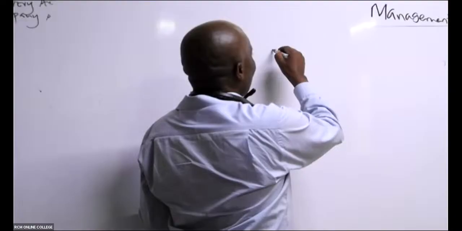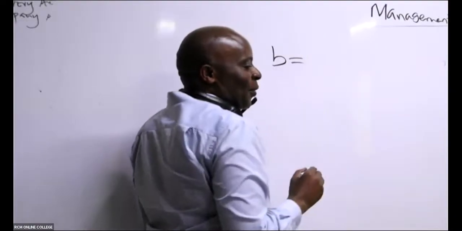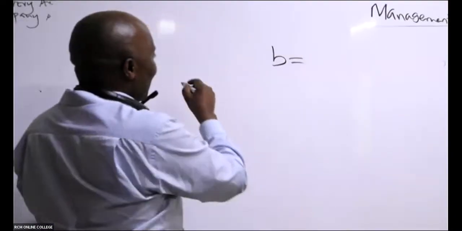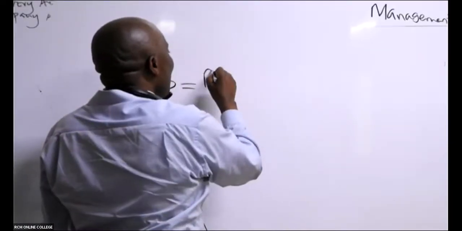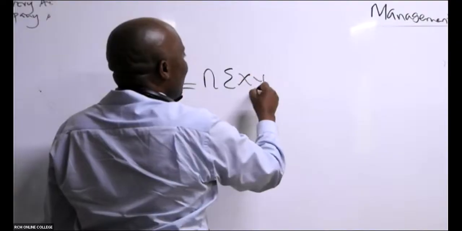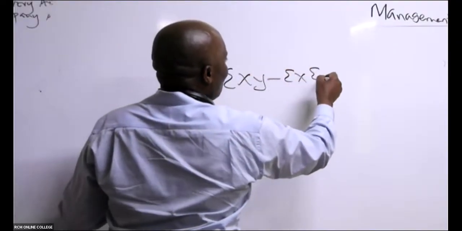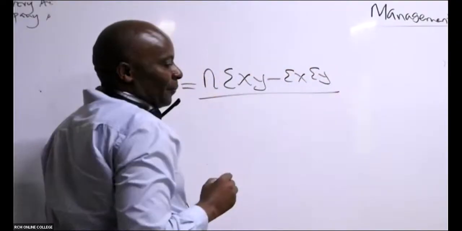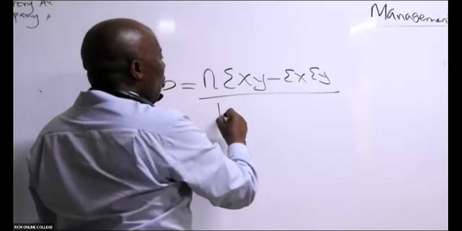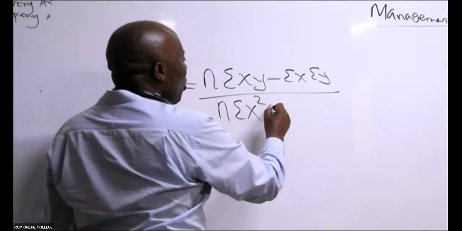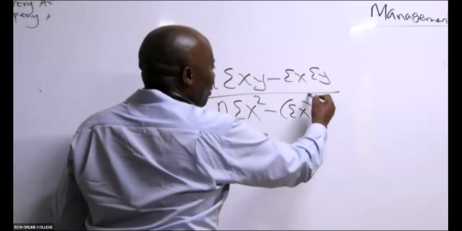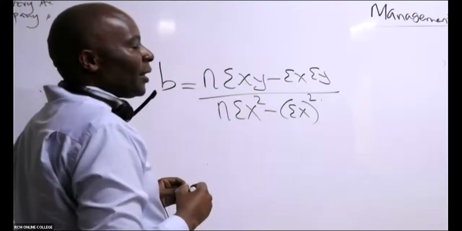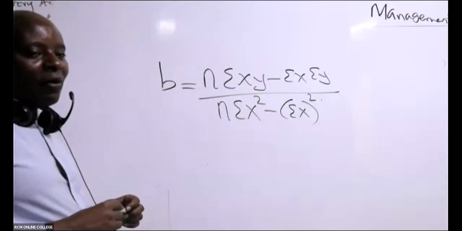So, ladies and gentlemen, we start with b. How do we get this b? Using regression analysis, to get b we normally take n summation of xy minus summation of x times summation of y, all over n summation of x squared minus the bracket of summation of x, squared. That is how we get our b.